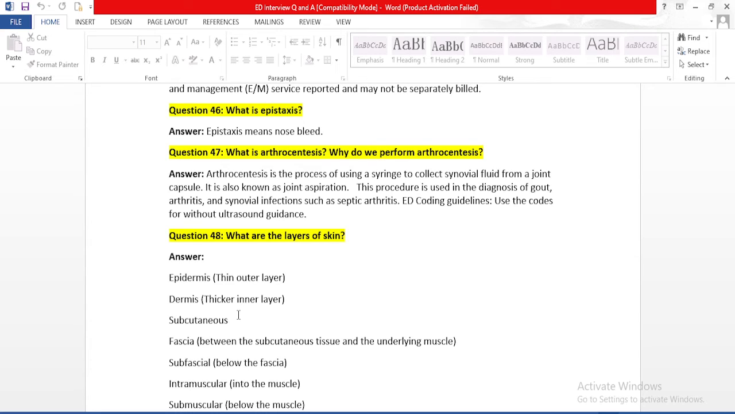So, in order to code arthrocentesis in the emergency department, we can use the codes which have ultrasound guidance or which do not have ultrasound guidance, as we have arthrocentesis codes with guidance or without guidance. Here in the emergency department, we need to use the without guidance arthrocentesis codes. You can check our common CPT procedures in the emergency department section, so you can get a good idea about arthrocentesis.